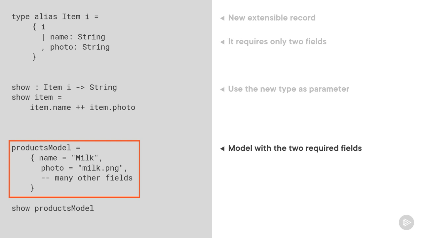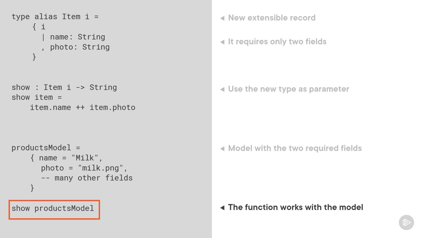Let's say we have a very large record model which has name, photo, and many other fields. The beauty of extensible records is that the show function works nicely with a large model since it only needs name and photo. The third approach to implement large Elm web apps is called let expressions.